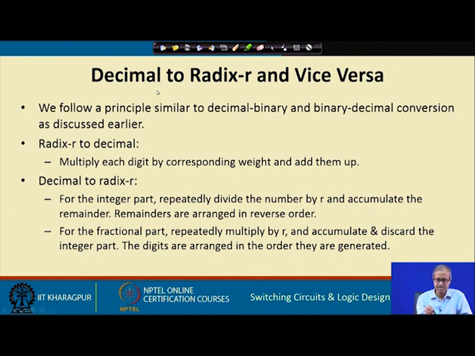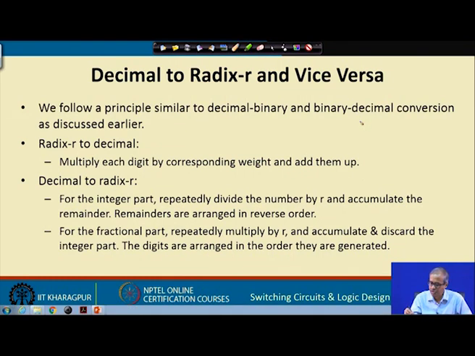So, in general, I just gave an example just some time back for r equal to 8. If you have any arbitrary radix r number and if you want to convert from decimal to radix r and vice versa, you follow a similar principle as we showed for binary. For radix r to decimal, you multiply each digit by corresponding weight and add them up. Like I am giving an example. Let us say I have an octal number 237 and I want to convert it to decimal.